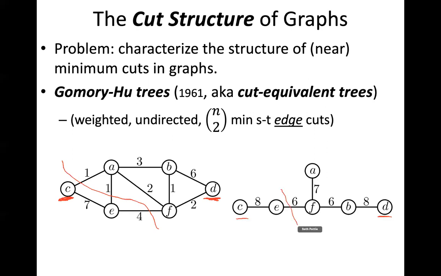And this tree is cut equivalent in the sense that on one side of the cut in the tree is C and E, and that corresponds exactly to one side of the cut in the actual graph. So this says that the cut structure can be sparsified in these graphs in a very effective way, represented as a tree.